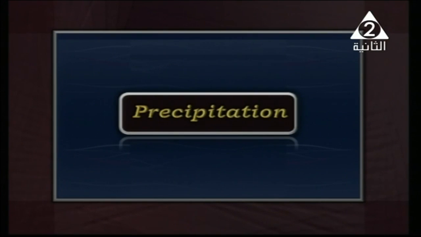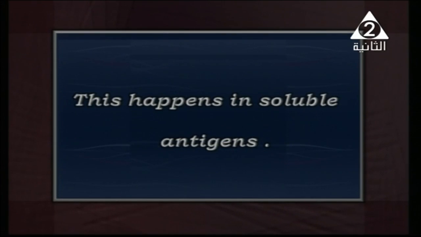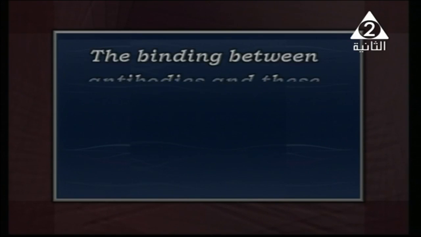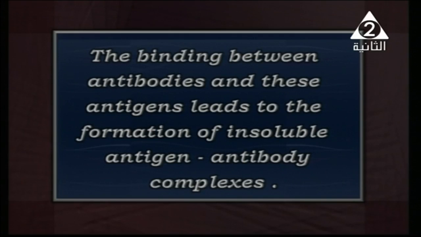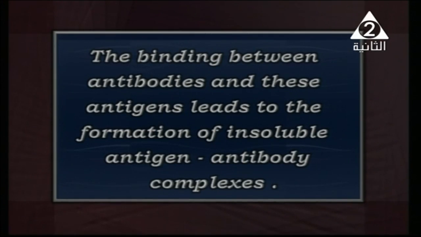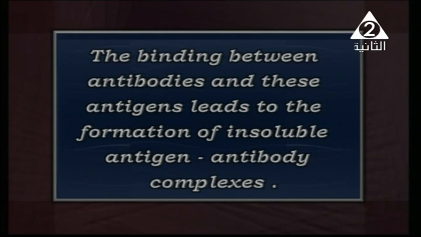After that, from the other specific mechanisms, we have also the precipitation of the antibody. Precipitation happens with soluble antigens. From its name, we need something that precipitates, as you studied in chemistry. It happens through binding between the antibodies and these soluble antigens, leading to the formation of an insoluble antigen-antibody complex. Insoluble means it doesn't dissolve.